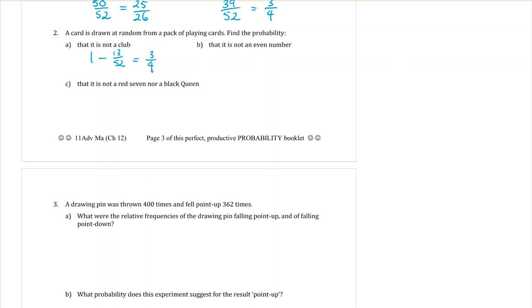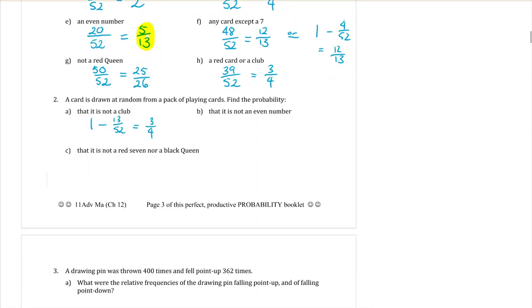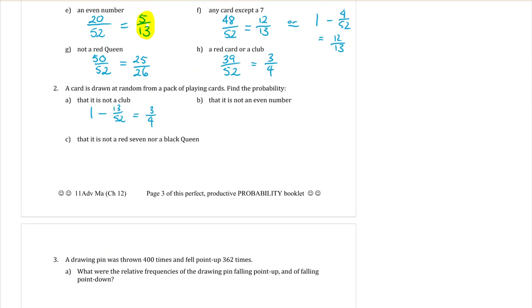Find the probability that it is not an even number. So we did work out already in part 1, the probability of an even number was 5 out of 13. So since we've already got that, if we want the probability that it's not an even number, we would just do 1 minus 5 out of 13, which is 8 out of 13.